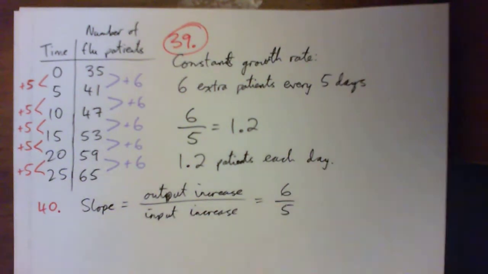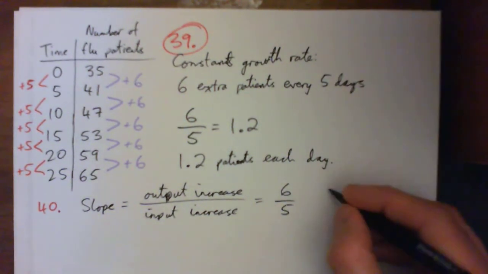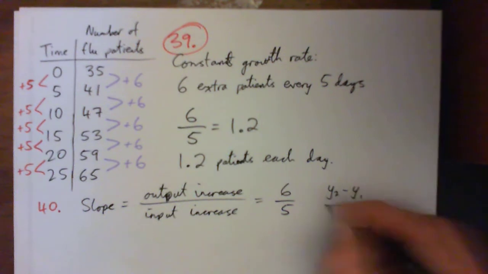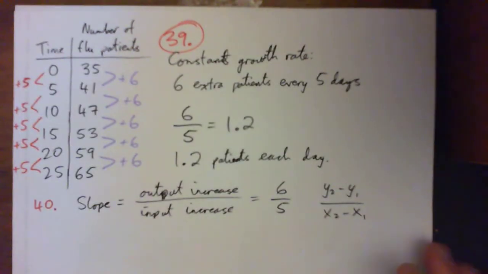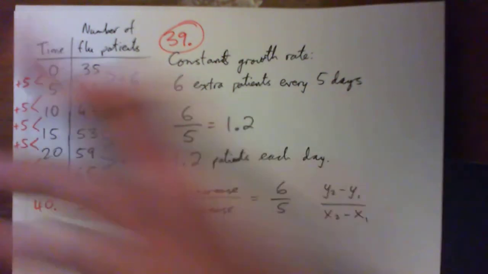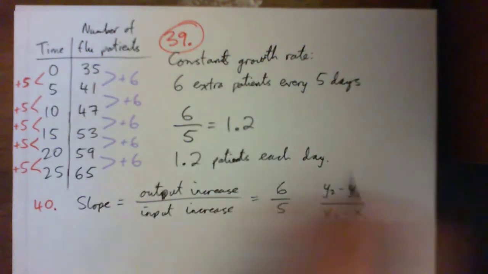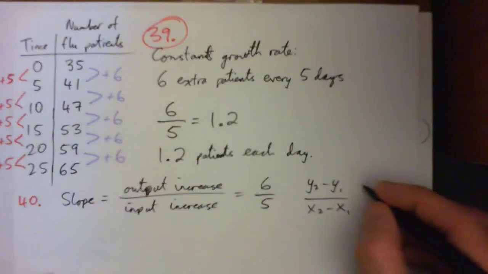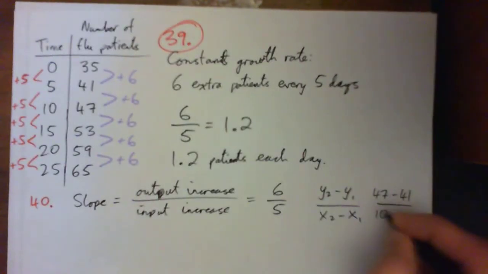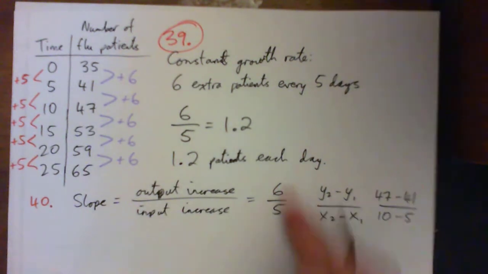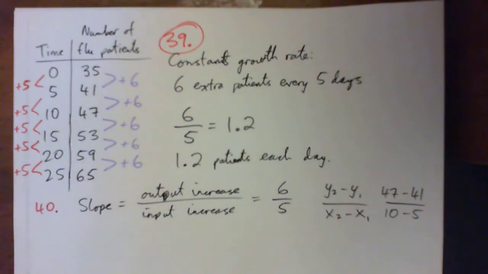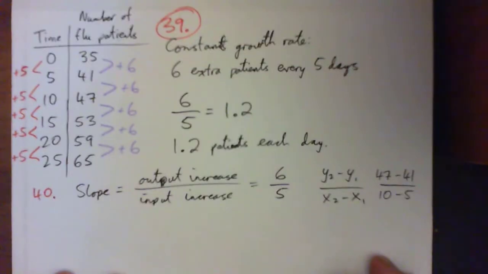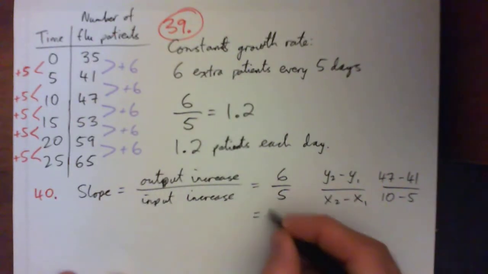You might remember from algebra, it's kind of like your y2 minus y1 over x2 minus x1. Remember that? So pick any points there. It's 47 minus 41 over 10 minus 5, which gives you 6 over 5. No matter what you do, you're always going to get 6 over 5, right? Does that make sense? So that's the slope, or 1.2.